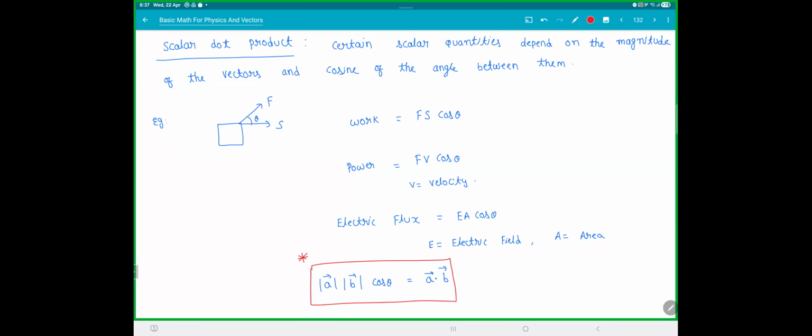So mod A mod B cos theta is A dot B. This is how you pronounce this thing. We pronounce this as A bar dot B bar. Basically, since this thing kept coming every time, people said, why should we write A B cos theta? Let's call it A dot B. Meaning F S cos theta becomes F bar dot S bar. F v cos theta becomes F bar dot V bar. Electric flux becomes E bar dot A bar. You're getting it? So that's the way it was created.